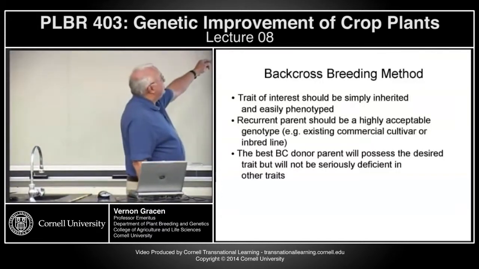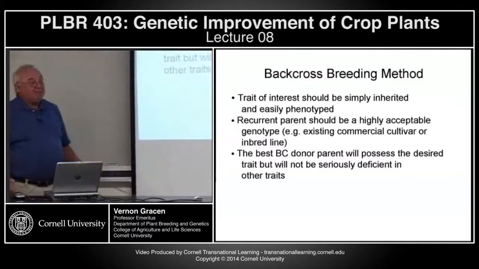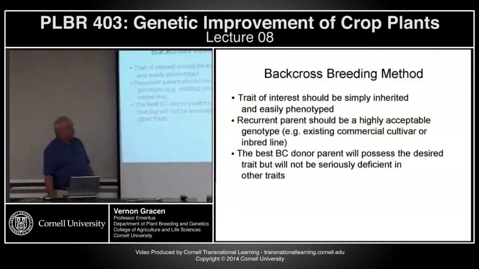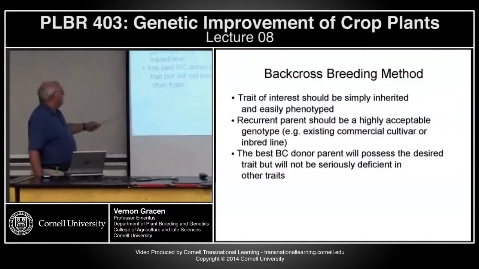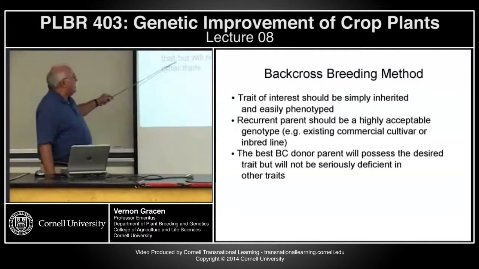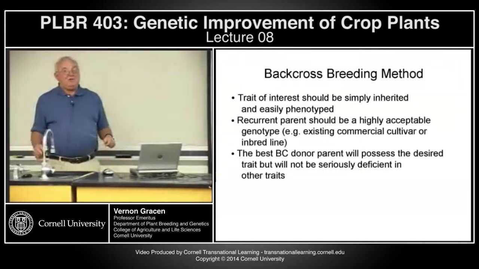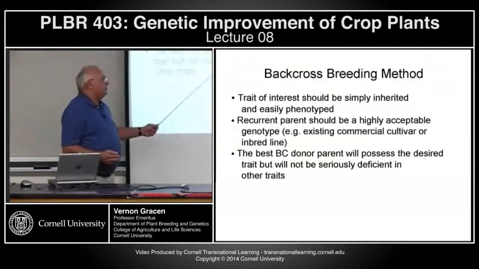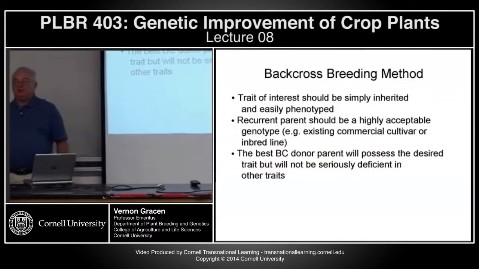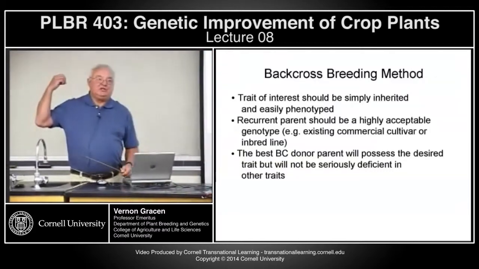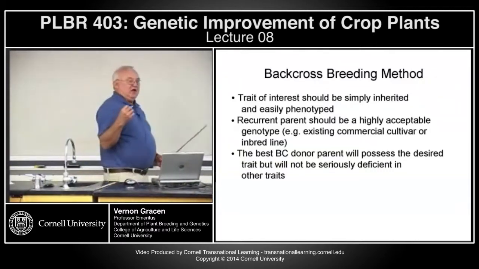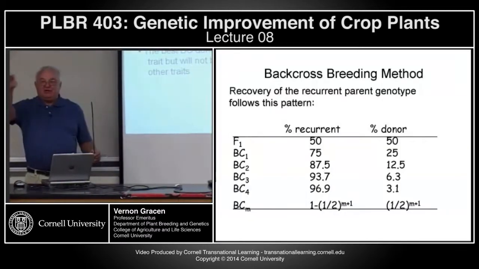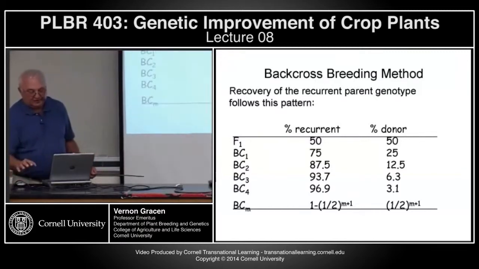So the trait should be simply inherited and easily phenotyped. The recurrent parent should be a highly acceptable genotype, an existing commercial variety, hopefully. And the backcross donor will possess the trait you desire with not a lot of other undesirable stuff. So this is used a lot to transfer single genes for disease resistance, or single genes for quality traits, single genes for any number of traits that you can phenotypically identify.